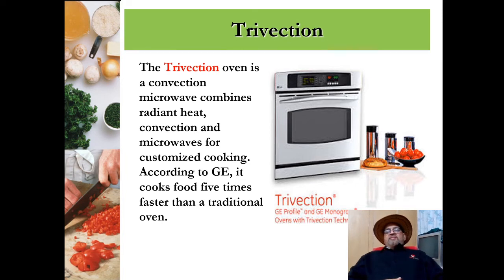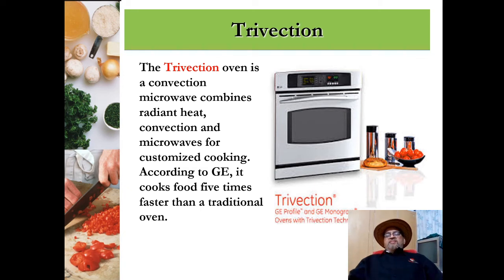Trivection baking is done in a trivection oven. What is a trivection oven? A trivection oven is a convection microwave which combines radiant heat, convection, and microwaves for customized cooking. The manufacturer of the trivection oven, GE, General Electric, says it cooks food 5 times faster than a traditional oven.